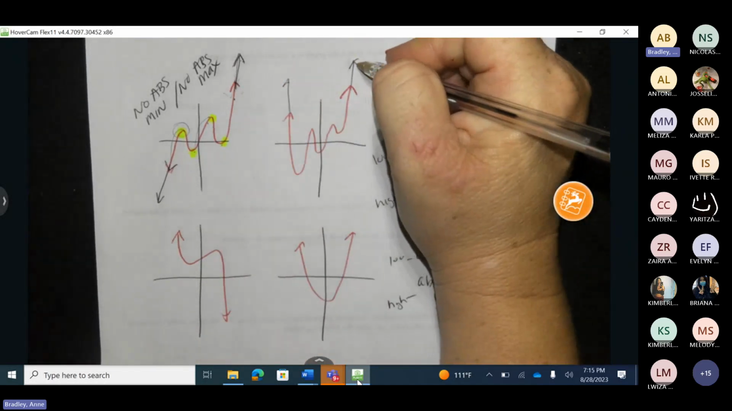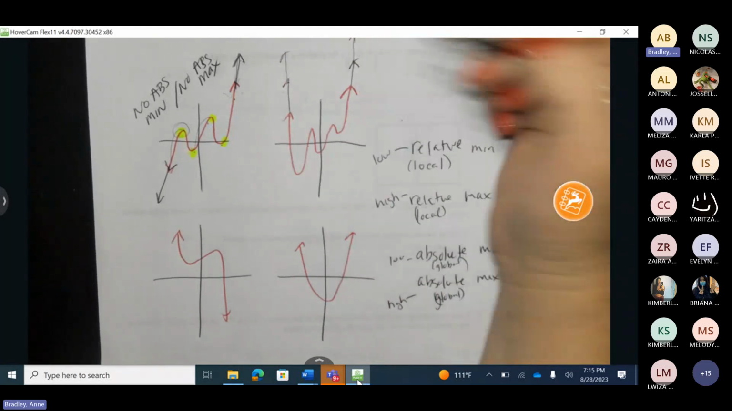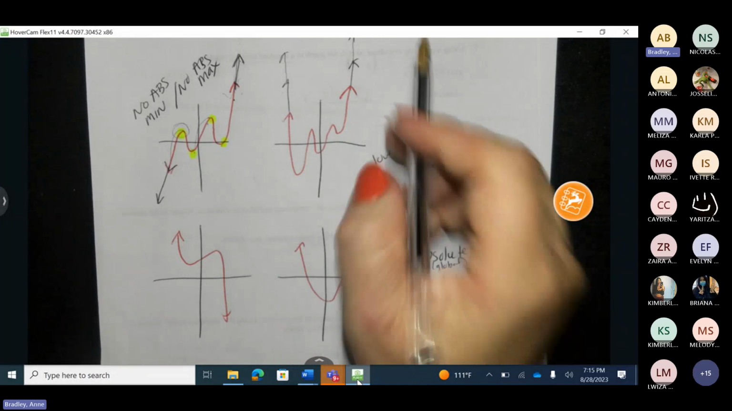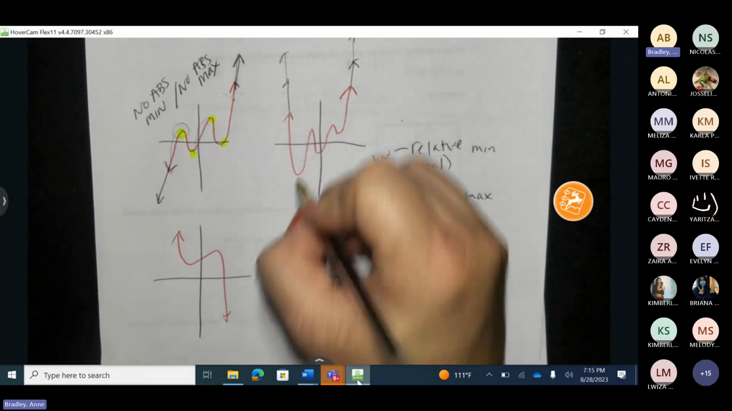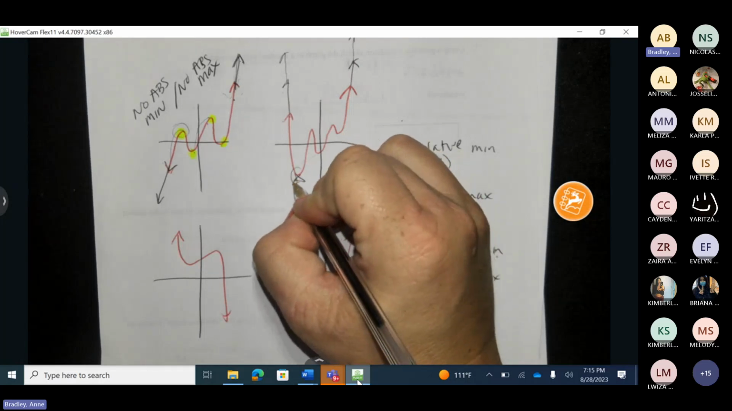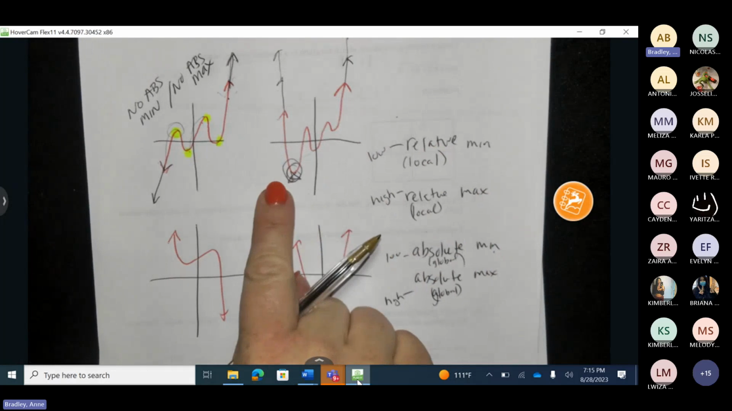Some people would say, well, this one's higher than this one. No, because this one means it just keeps going up and never stops. That's what the arrow means. So this has no absolute maximum. It does have an absolute minimum. This is the lowest point. There's no other point in this graph that's as low as this point.